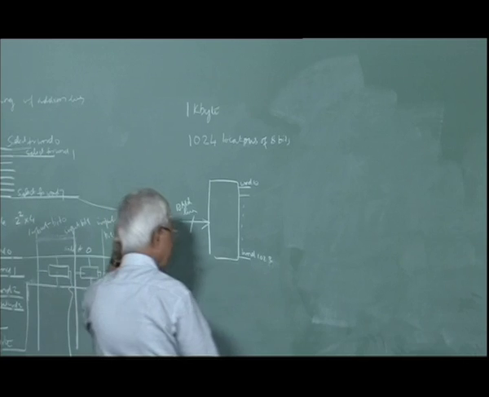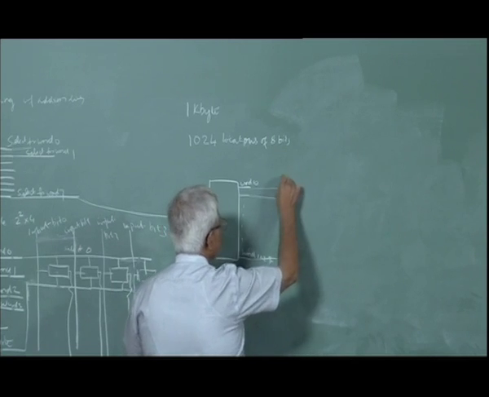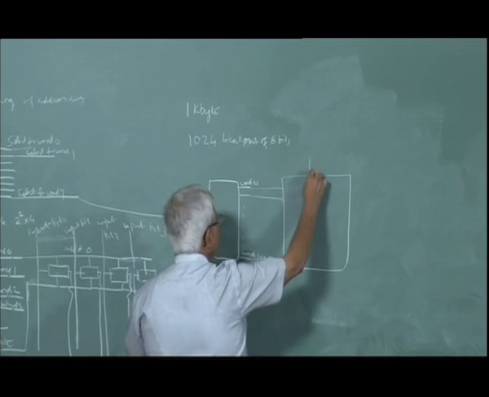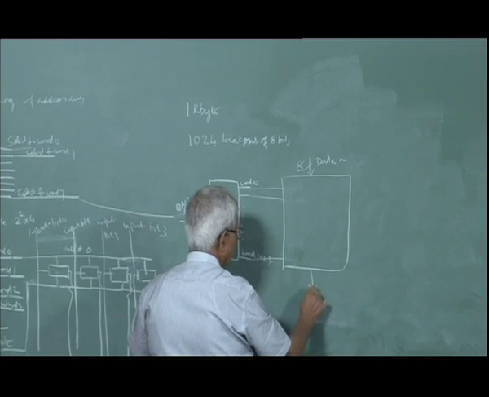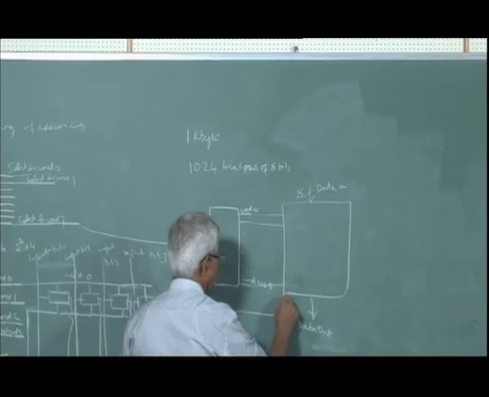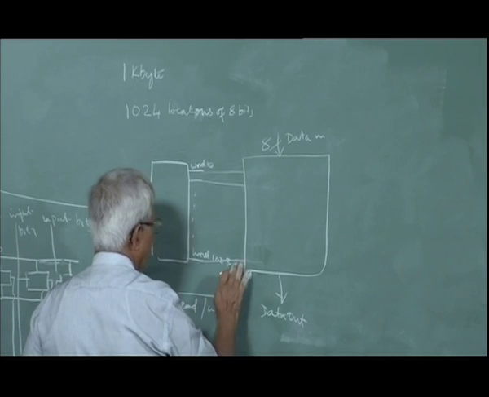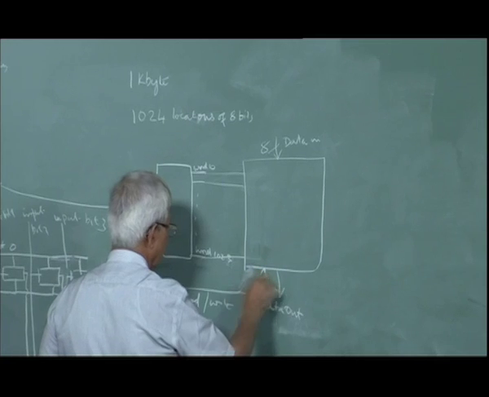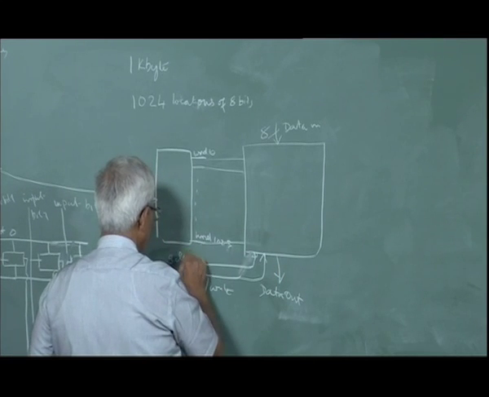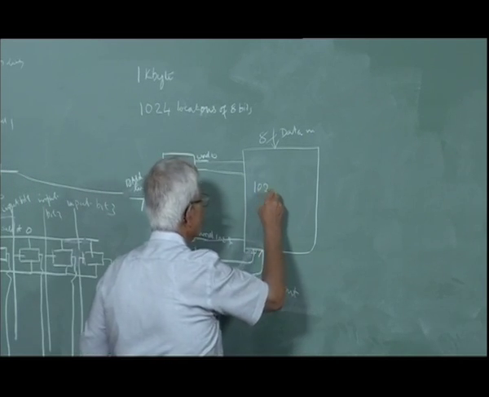Then it goes into the array here as I showed earlier. Data in, 8 bits because I said bytes. Data out, and read write. Memory select. These are the select lines. So this will have 1024 times 8 cells.